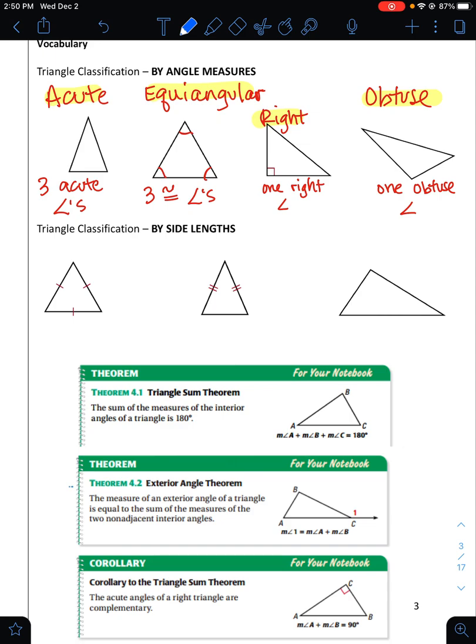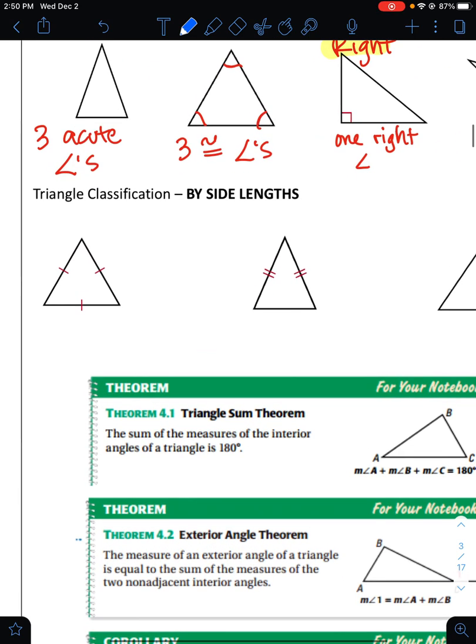Okay, let's classify by side lengths. So we have, the first one is showing three congruent sides. So it is called equilateral. E-Q-U-I-L-A-T-E-R-A-L. And so underneath, let's go ahead and define as we go. It has three congruent sides. So think about the word lateral means side. So three congruent sides is equilateral.